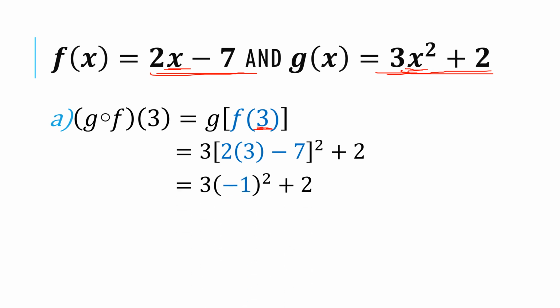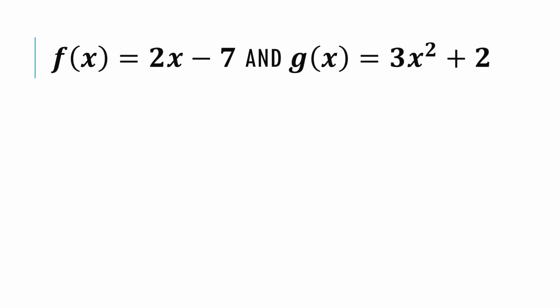Now, let's evaluate. Simplify pa natin. So, yung nasa loob ng parenthesis na 2 times 3 minus 7 is equal to negative 1. Okay, so the final answer here is 3 plus 2. So, the answer is 5.